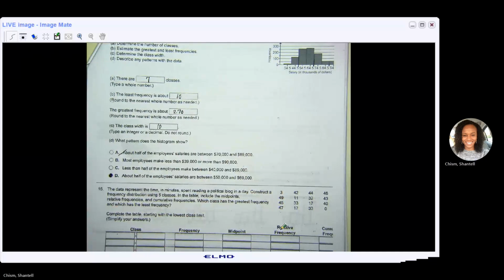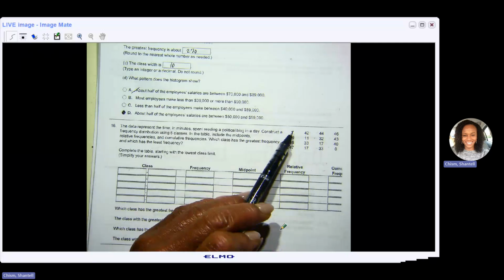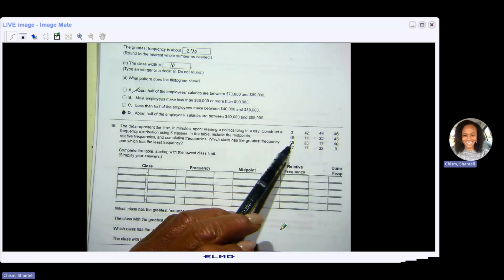Okay. All right, that brings us to number 16. Now, this is the one that may take a little bit more time. Okay, I'm going to try to get through it pretty swiftly. So looking at this, it says the data represents the time in minutes spent reading a political blog in a day. We have 4 columns of 4 values.